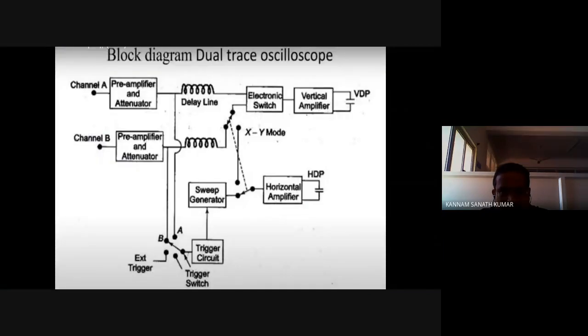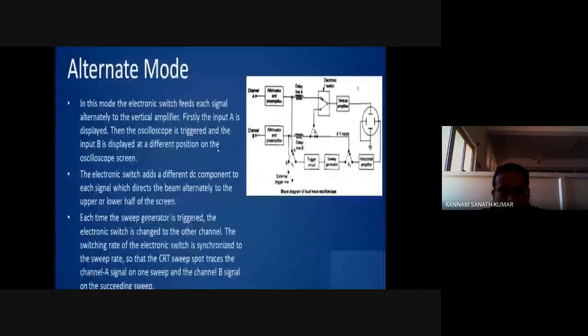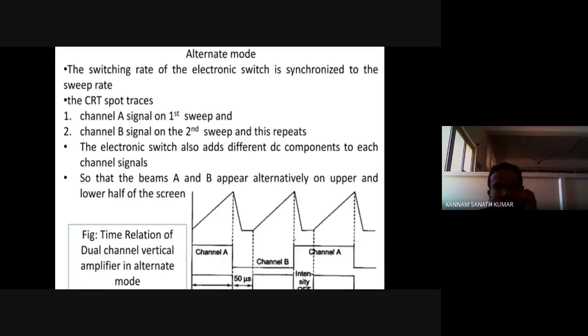Okay, so this is the triggering circuit. Channel A is given to the vertical amplifier and through the vertical deflection plate, and channel B is given to the horizontal amplifier and through the horizontal deflection plate. So come on to the alternate mode. If you see the alternate mode, the switching rate of the electronic switch is synchronized with the sweep rate.